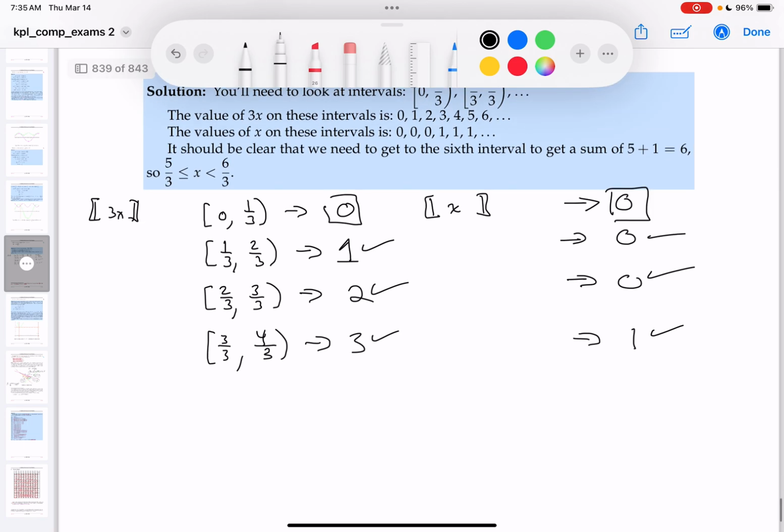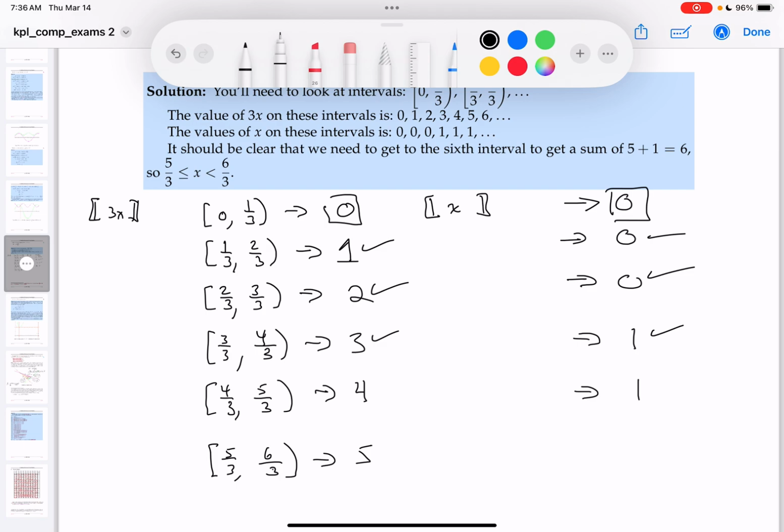All right? So let's go to the next one. That's going to be 4/3 to 5/3. What's that going to give me? That's going to give me 4. What's this one going to give me? 1. Let's go to the next one. That's going to be 5/3 and 6/3.